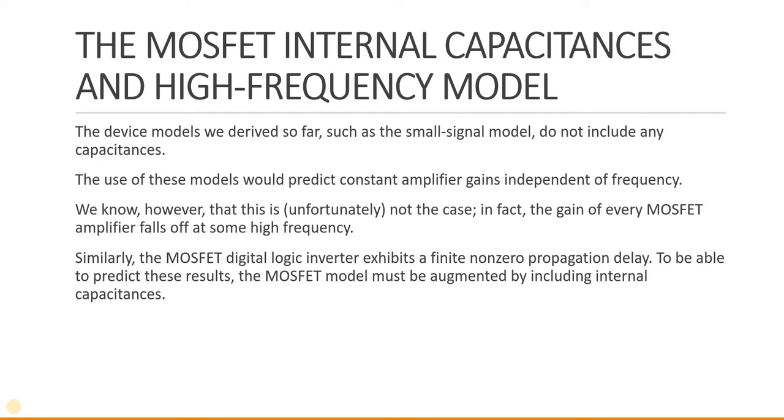Similarly, when I take an example of a digital logic inverter using the MOSFET, it exhibits a finite non-zero propagation delay. To be able to predict these results, the MOSFET model must be augmented by including the internal capacitances. Today we are going to see what happens when we include the internal capacitances in the MOSFET, and what are the different types of capacitances we can see in the MOSFET.